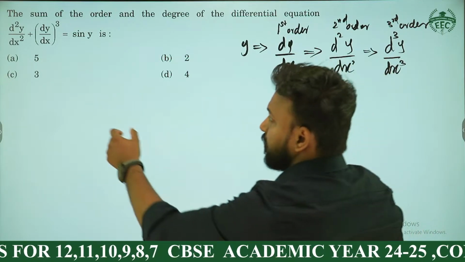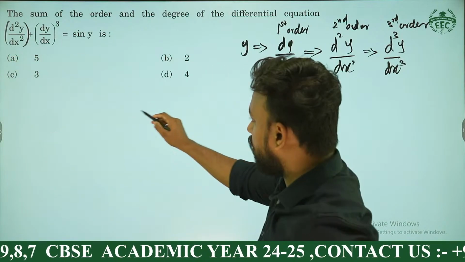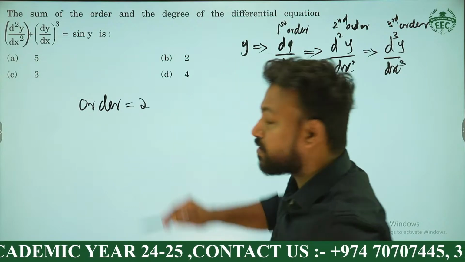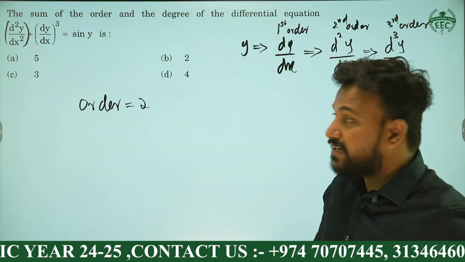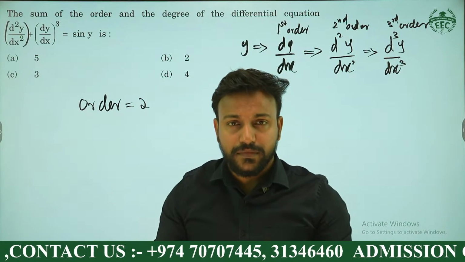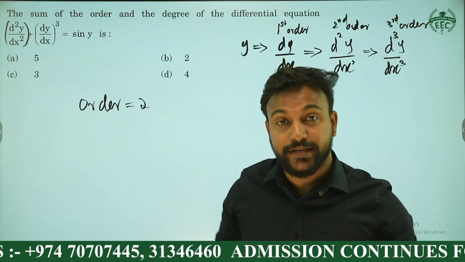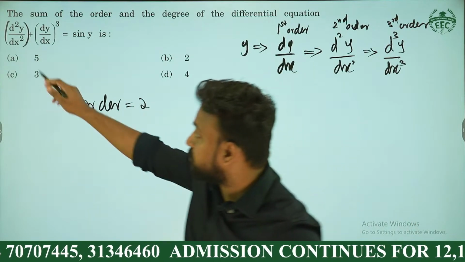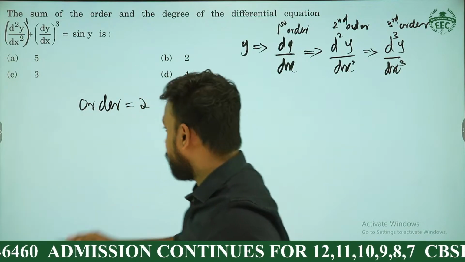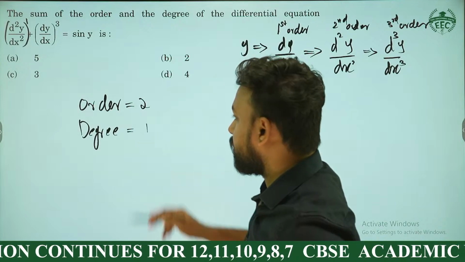So here you can see the highest order is d square y by dx square. Therefore the order of this particular differential equation is 2. What about the degree? Degree means the power of the highest order. The degree of a differential equation is the power of the highest order derivative. Here the highest order derivative is d square y by dx square, and the power of that is 1. Therefore degree will be equal to 1.